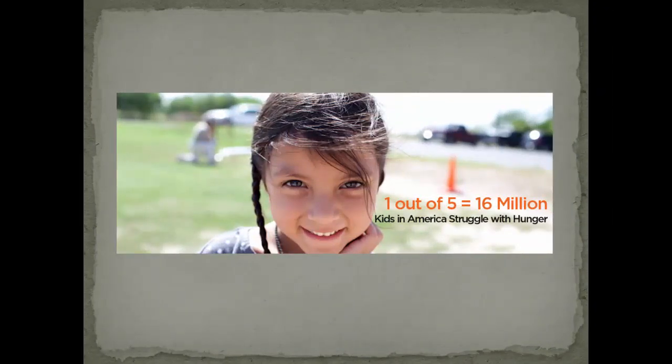Based on these guidelines, 15% of the American population lives in poverty. Even worse, 23% of all American children, 1 in 4, live in families below the poverty line. That means 16 million American children live with food insecurity and struggle with hunger at different times during the year.